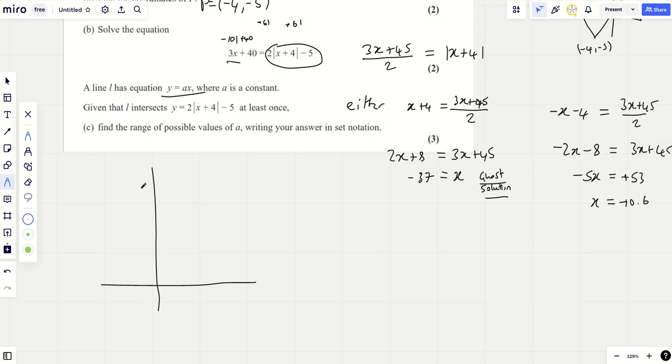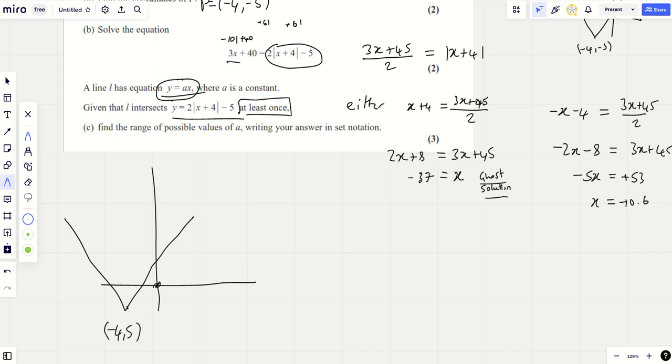What do they want from us? They want a range of possible values of a so that this straight line hits this modulus function at least once. Yeah. Okay, so just drawing it out now, but you want to have that kind of vision of what was happening in your head.